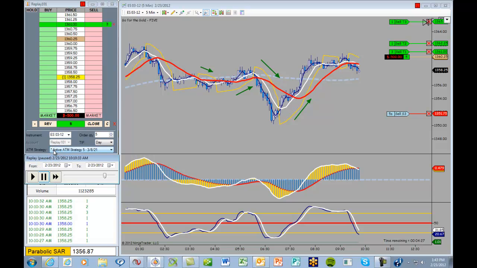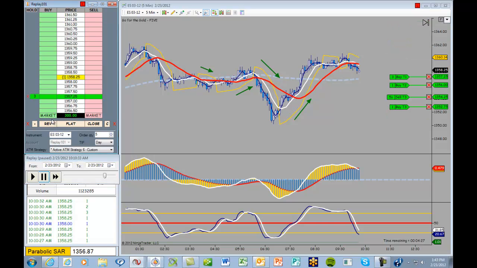We're looking bearish all the way around. Let's reverse this and start it up again.